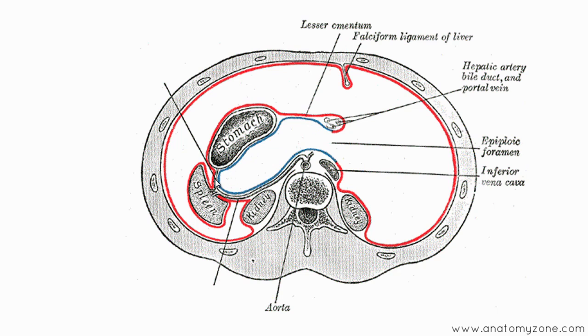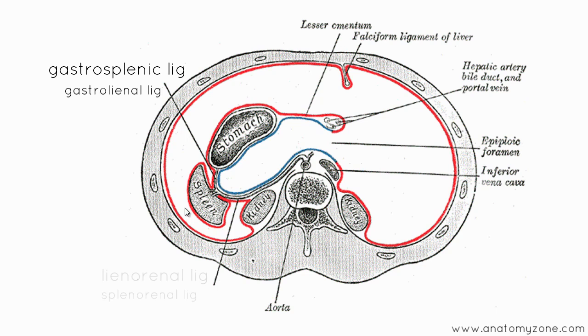margins of the lesser sac are made up by these attachments between the stomach and the spleen, and also between the spleen and the posterior abdominal wall. So this peritoneal attachment between the spleen and the stomach, which makes up the left wall of the lesser sac, is called the gastrosplenic ligament, or the gastrolienal ligament, and this attaches the greater curvature to the hilum of the spleen.